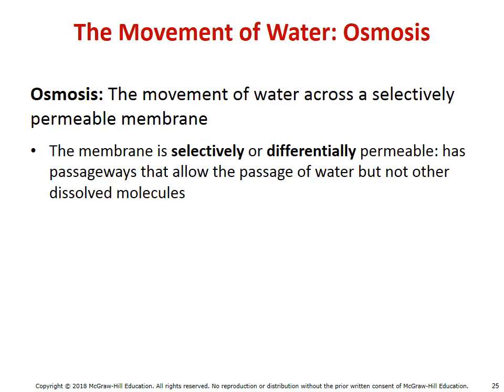So one type of diffusion that we should talk about is osmosis. Osmosis is going to be the movement of water across a selectively permeable membrane. Typically, if a resource like a solute can't move across the membrane, it's much easier for us to move water across instead.